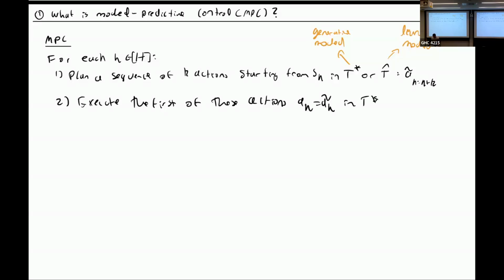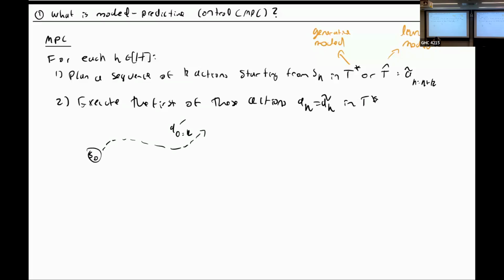Let me make this a little bit more visual. So we're going to have some state, let's call it S naught, we start from. Then what we're going to do is try out different sequences of actions we could take from this state and see what happens. So maybe some sequence of actions, let's call it A0 through K prime. And we could evaluate them in a simulator and see where we end up.